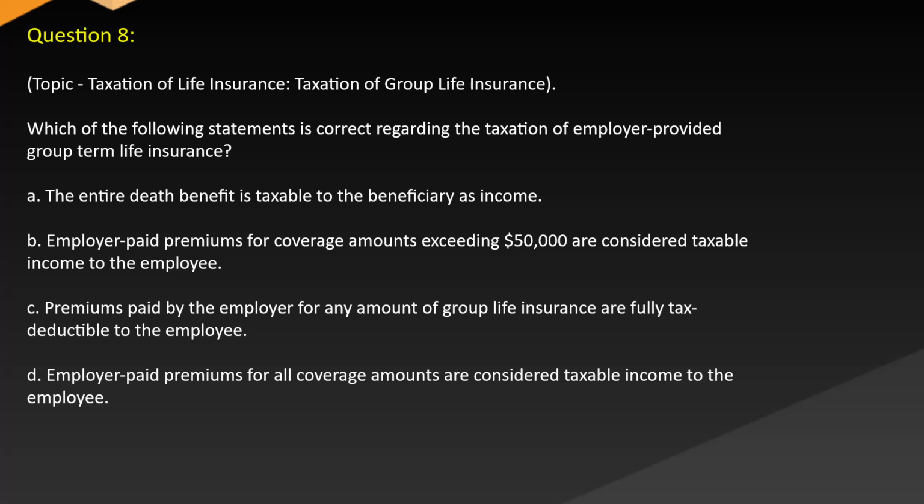Question 8. Topic: Taxation of life insurance. Taxation of group life insurance. Which of the following statements is correct regarding the taxation of employer-provided group term life insurance? A. The entire death benefit is taxable to the beneficiary as income. B. Employer-paid premiums for coverage amounts exceeding $50,000 are considered taxable income to the employee. C. Premiums paid by the employer for any amount of group life insurance are fully tax deductible to the employee. D. Employer-paid premiums for all coverage amounts are considered taxable income to the employee.